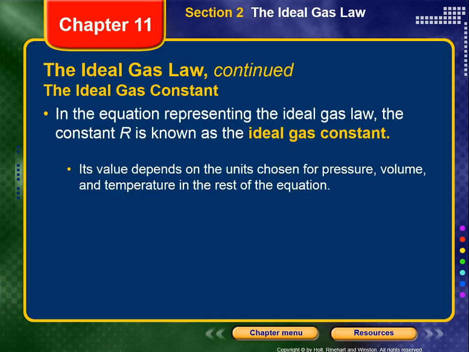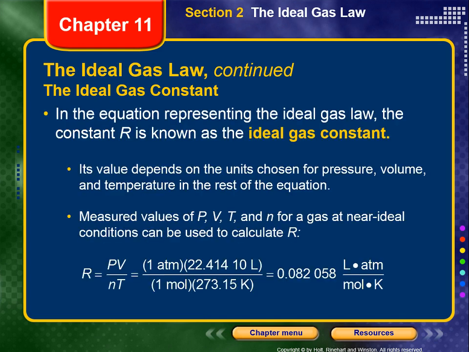Now the ideal gas constant is going to be a little bit tricky, okay, but again, if you focus on the units, you can conquer this. In the equation representing the ideal gas law, the constant R is known as the ideal gas constant. Its value varies. It can have different numbers. Why? Because it depends on the units that you're using to represent pressure, volume, and temperature in the rest of the equation.